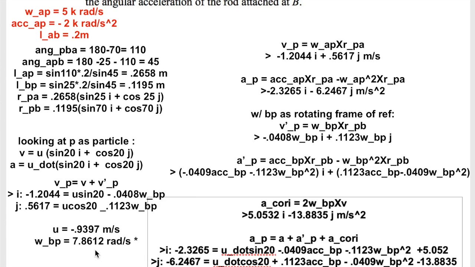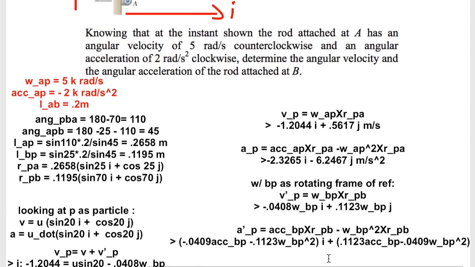Since these are both positive, they're both going in the counterclockwise direction.